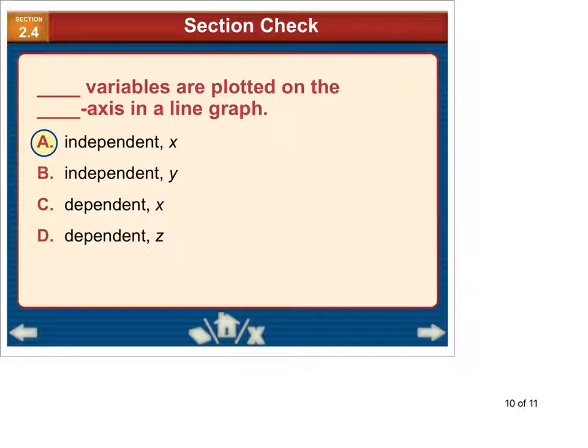Blank variables plotted on the blank axis in a line graph. So independent matches up with x. Independent does not match up with y. Dependent does not match up with x, and we aren't using a z variable here. If you do 3D graphing, which we don't do in chemistry, there could be times where we might want to do 3D graphing, then we could use a z variable, but you'll come along that in certain types of mathematics.